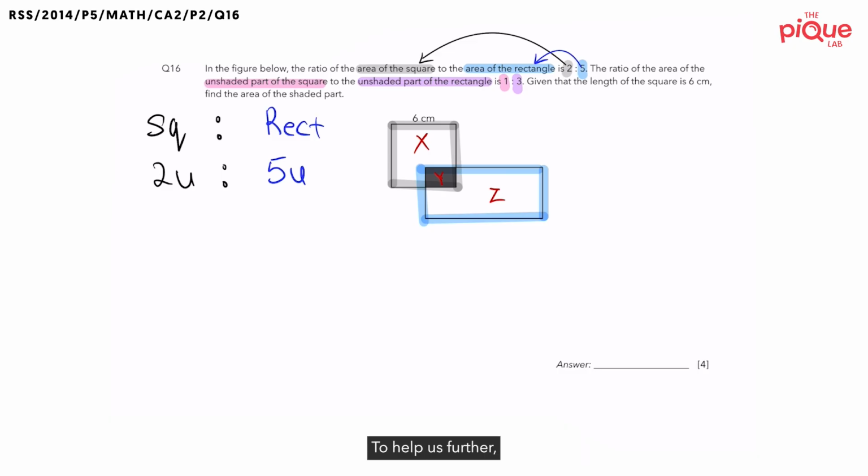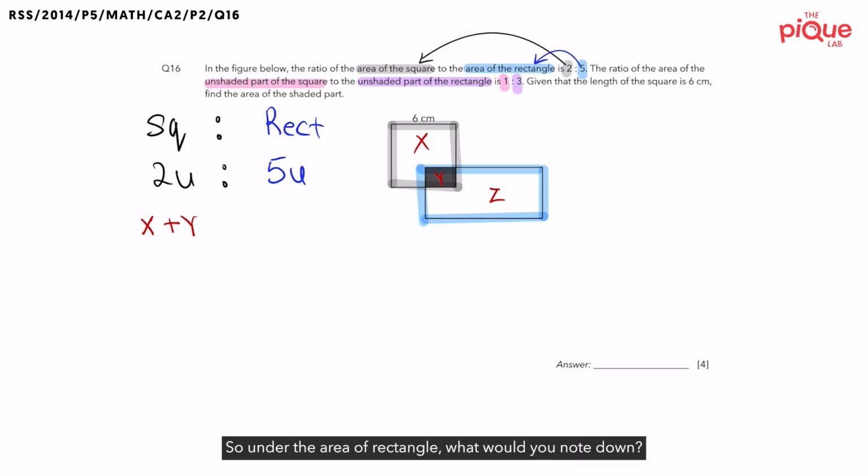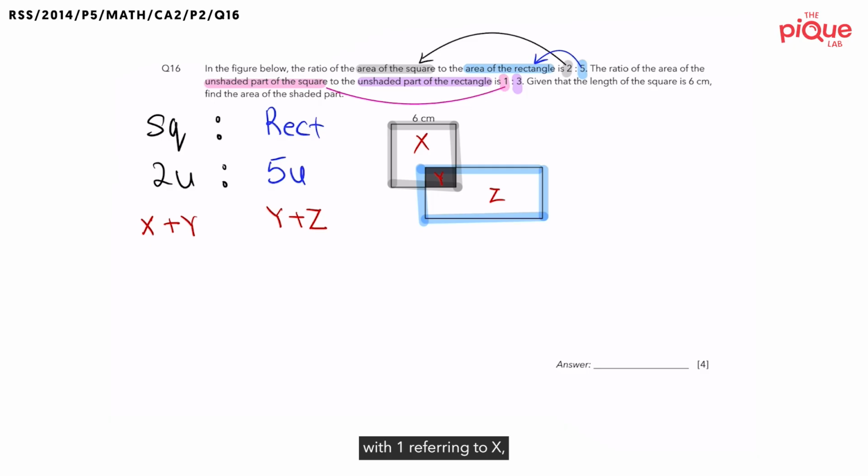To help us further, we can note down under the area of square that it is made up of X and Y. So under the area of rectangle, what would you note down? If you answer Y plus Z, you are on the right track. Referring back to the sentence that we have just read, let's put down this information into the diagram. The ratio 1 to 3 in the second sentence of the question, with 1 referring to X, also known as the unshaded part of the square, and 3 referring to Z, also known as the unshaded part of the rectangle.